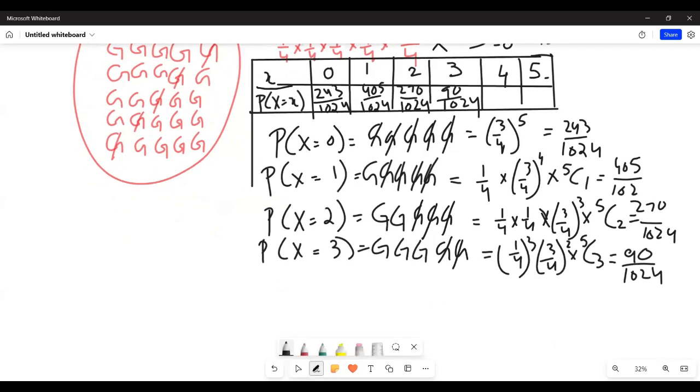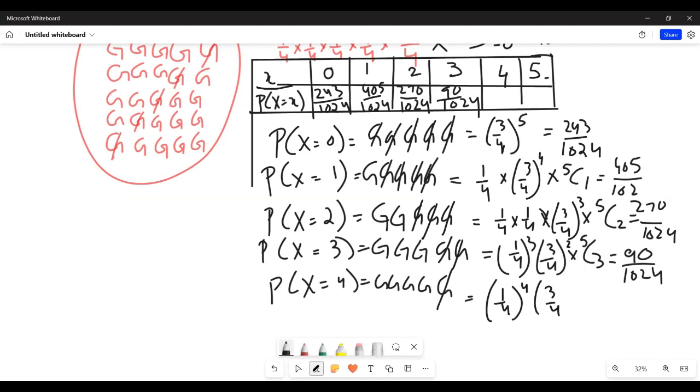Then probability x equals 4. That means 4 of the dice have green top and one of them does not. So 1 over 4 power 4, 3 over 4 power 1, into 5C4, which gives 15 over 1024.